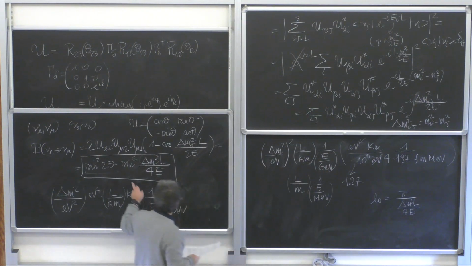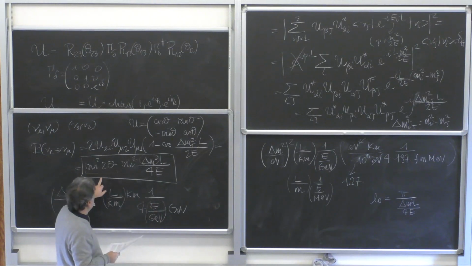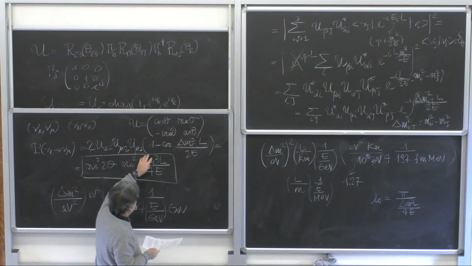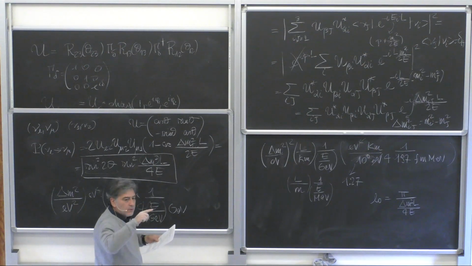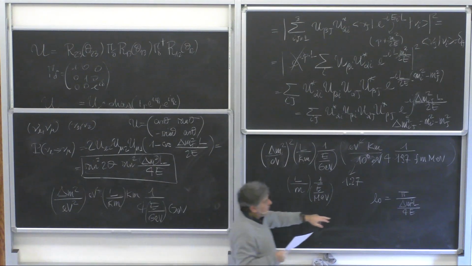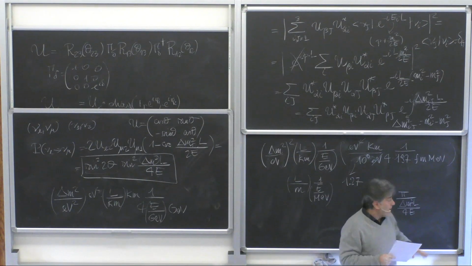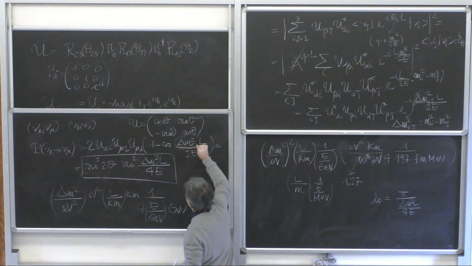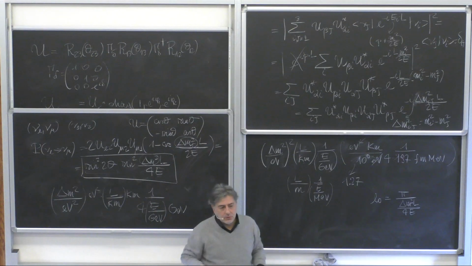But this formula allows us to understand that the mixing will give the amplitude of the oscillation, and the delta m squared will give the oscillation length, depending inversely on the delta m squared. By the way, I called delta m squared the only delta m squared that survives into oscillation, so the 1, 2.